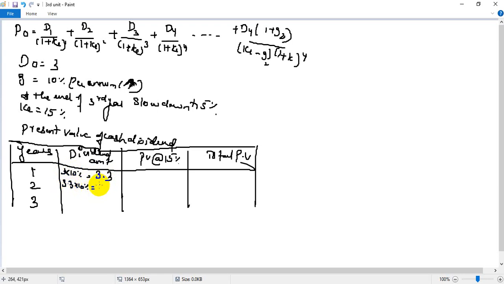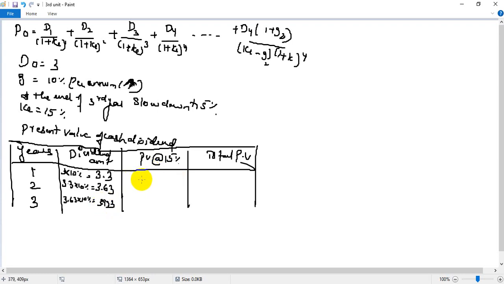You need to add it back. 3.3 plus 0.33. So it will be 3.63. In the same manner, 3.63 into 10% will come to 3.993. This is very important.